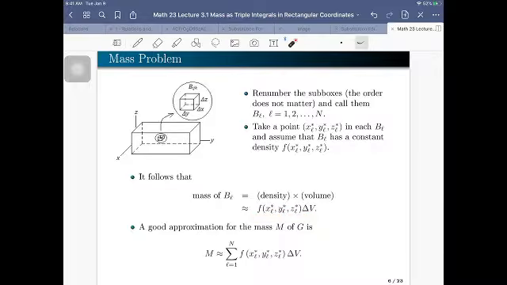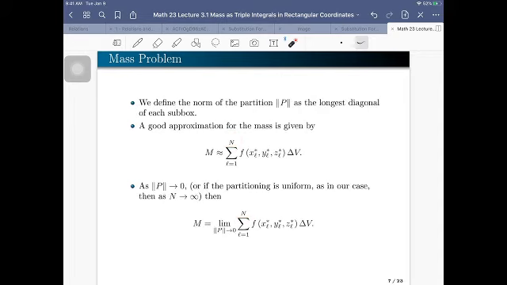And then what do you do after? This is just the mass of the subbox, a very small subbox. So how do you approximate the mass of the whole solid? It's nothing but you just have to take the sum of all the masses, where L ranges from 1 to N. Remember that N is the number of subboxes. Okay? So now what is the next thing to do?